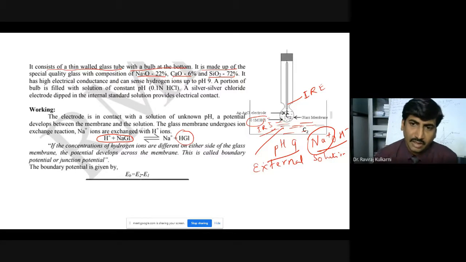So, what I do, I'll dip this glass electrode. And what happens? It develops a potential with respect to the internal solution. As we know, it exchanges sodium ions with the H plus ions of the internal solution. It also develops a potential with respect to what? The H plus ions of the external solution. Do you agree? Because H plus ions are there. When we want to determine the pH, it also contains H plus ions.